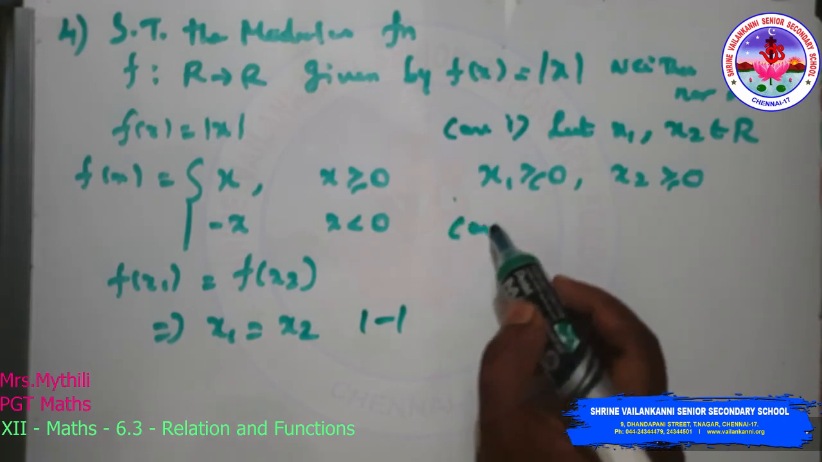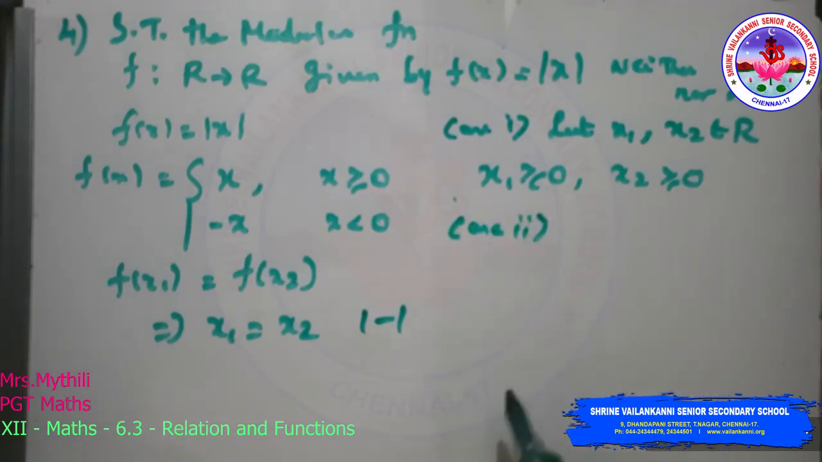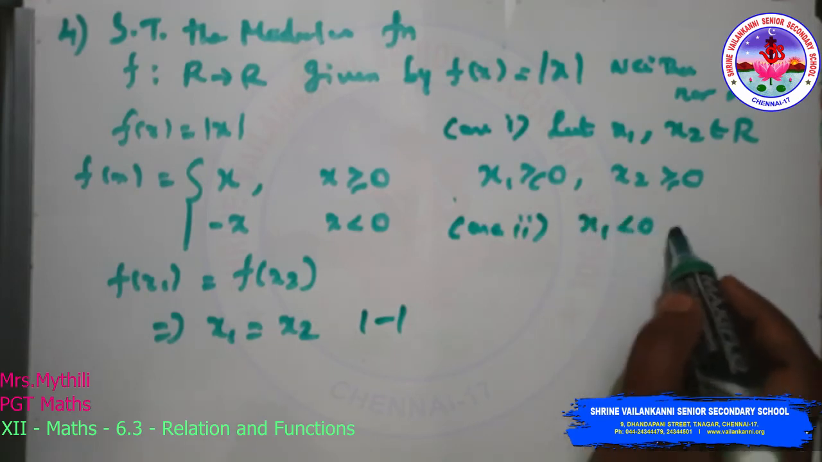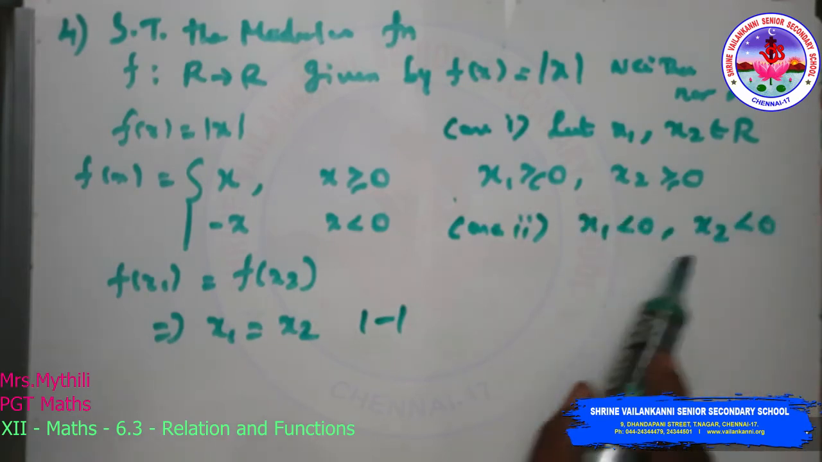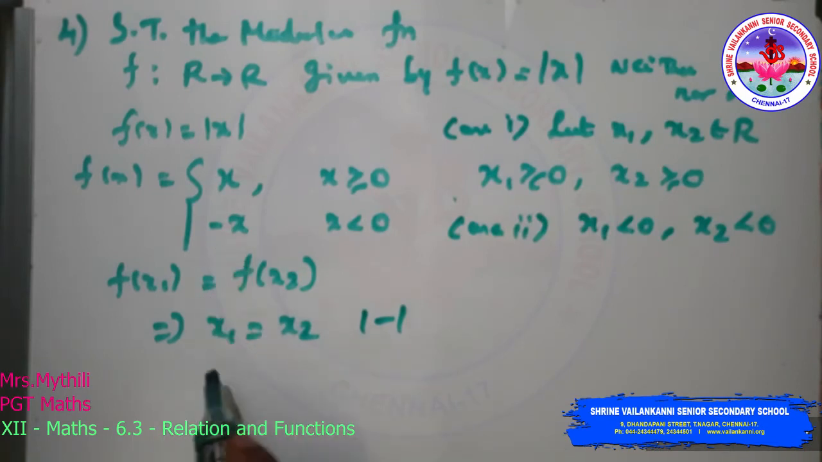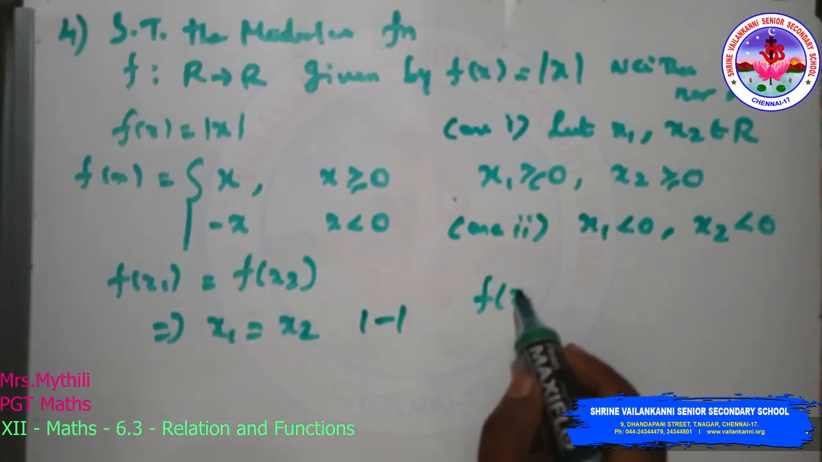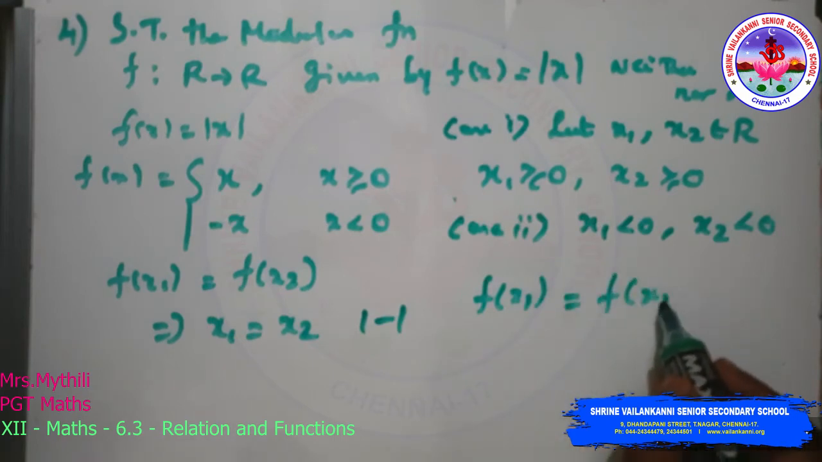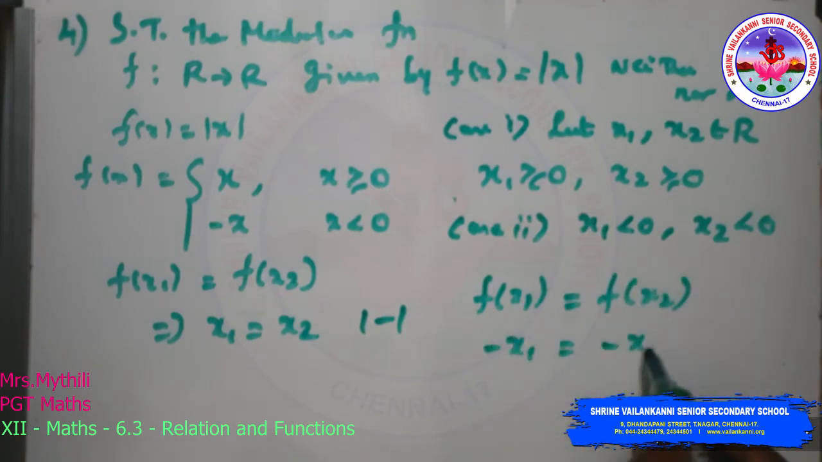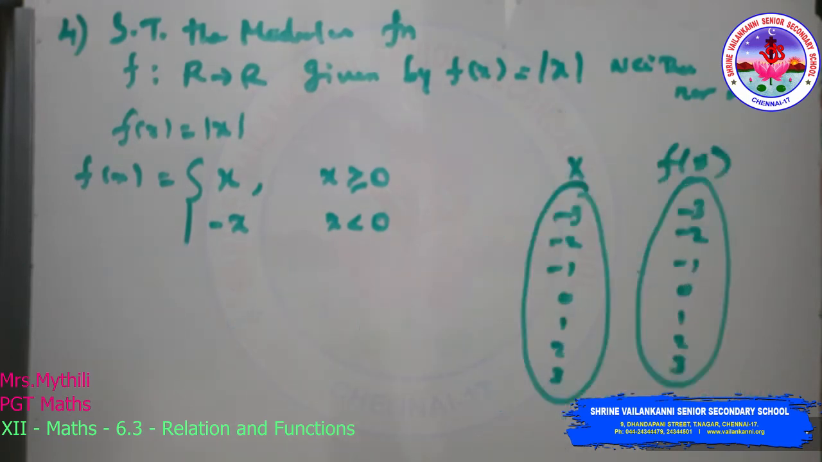So case 2, if x1 is less than 0 and x2 is less than 0. If it is negative, the function will be minus x. So f of x1 equal to f of x2 gives minus x1 equal to minus x2, which implies that x1 equal to x2. Again we can say that f is one-one, but it's given that it is neither one-one nor onto, and we have to prove it is not one-one.